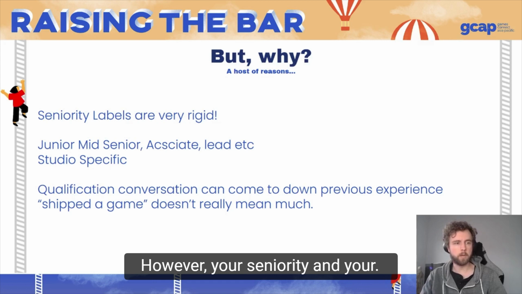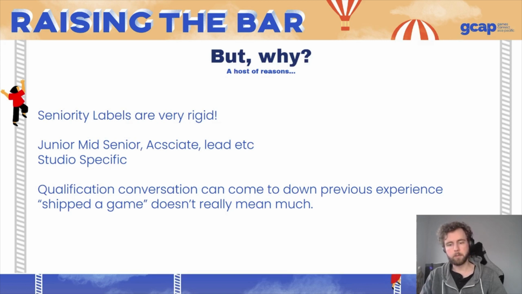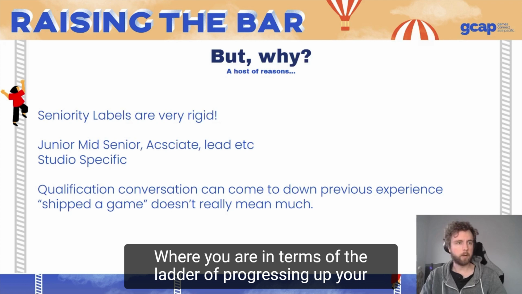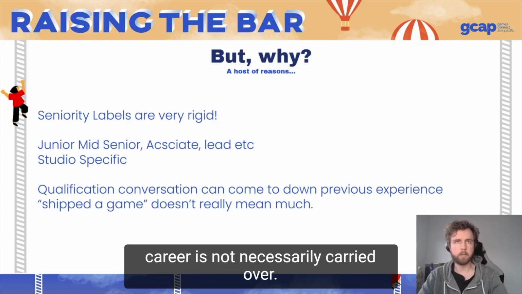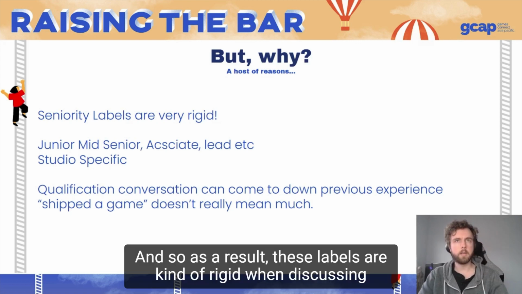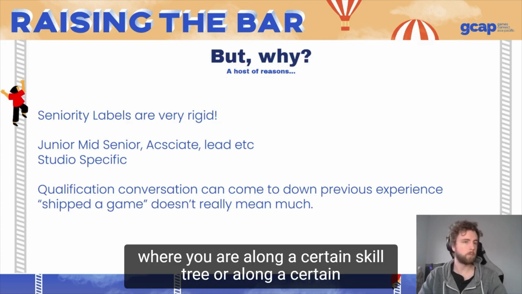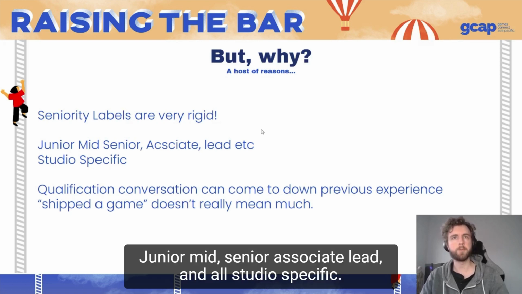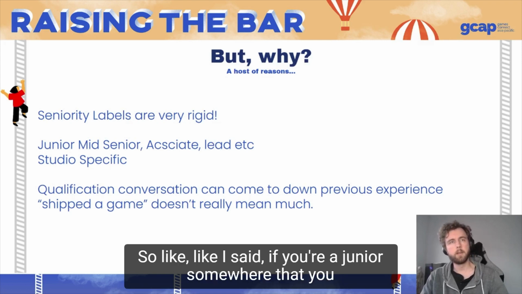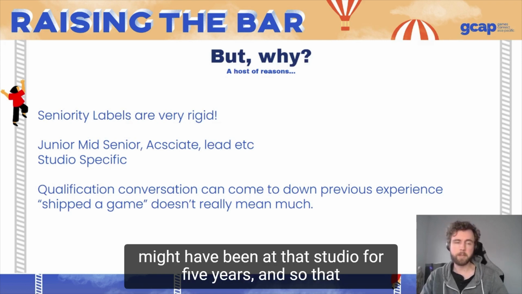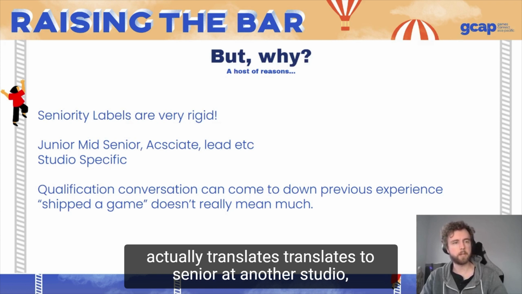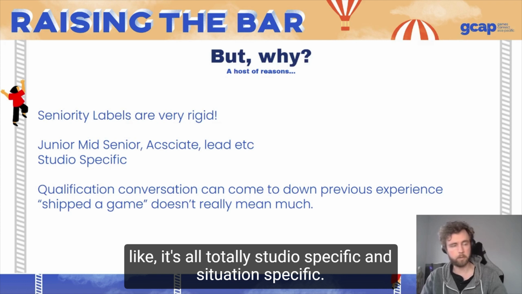However, your seniority, where you are in terms of the ladder of progressing up your career, is not necessarily carried over, and as a result these labels are kind of rigid when discussing where you are along a certain skill tree or along a certain career path. Junior, mid, senior, associate, lead, and studio are all studio specific, right? Like I said, if you're junior somewhere, you might have been at that studio for 5 years, and that actually translates to senior at another studio. It's all totally studio specific and situation specific.